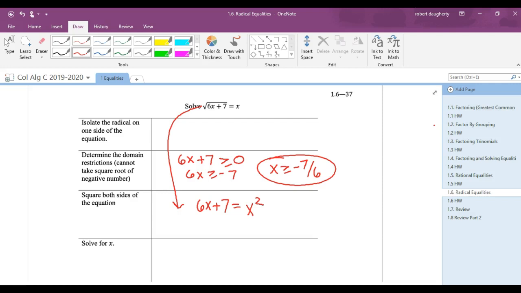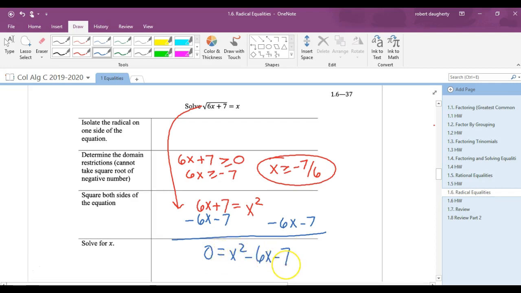0. Now here's the deal. What I need to do is I need to move this over to the other side of the equation. Why didn't I move the x squared over from the right to the left? I would get a negative x squared, and you don't want to factor with that. You want to factor with a positive x squared. So I get 0 is equal to x squared minus 6x minus 7.